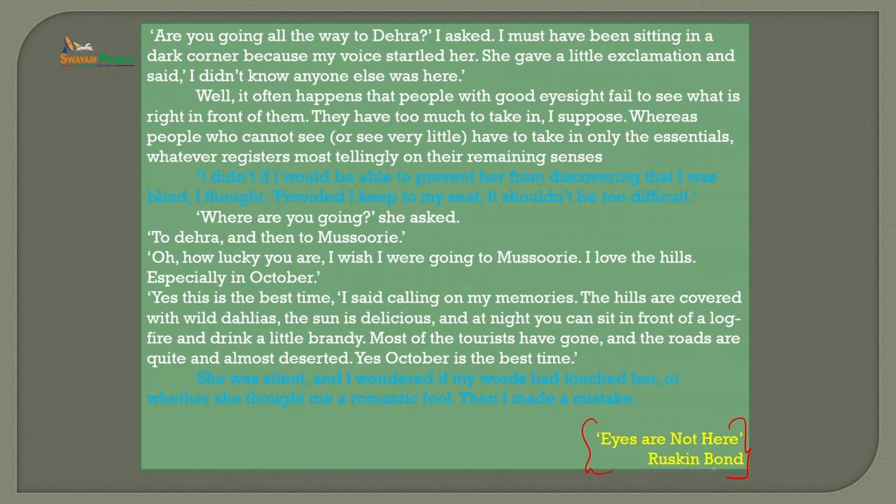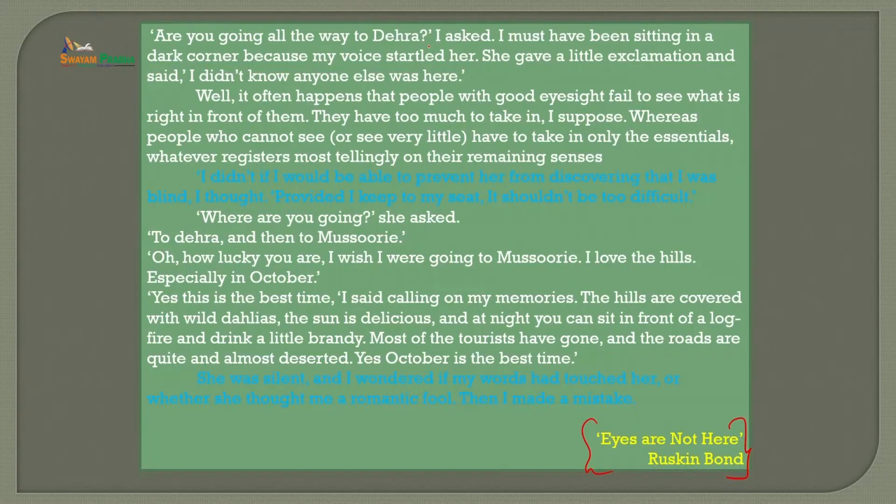Now my dear learners, Eyes Are Not Here is a wonderful story and there is a psychological analysis of the person who is sitting in the compartment. Thereafter you will notice what happened at that time. We will notice interaction between the boy, the blind man, and the fellow companion. So now look at this. "Are you going all the way to Dehra?" I asked. I must have been sitting in the dark corner.